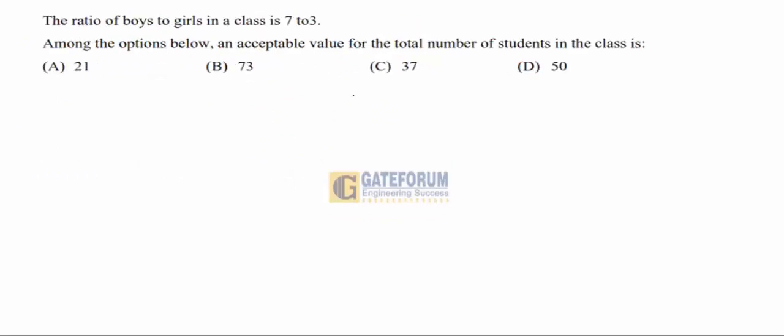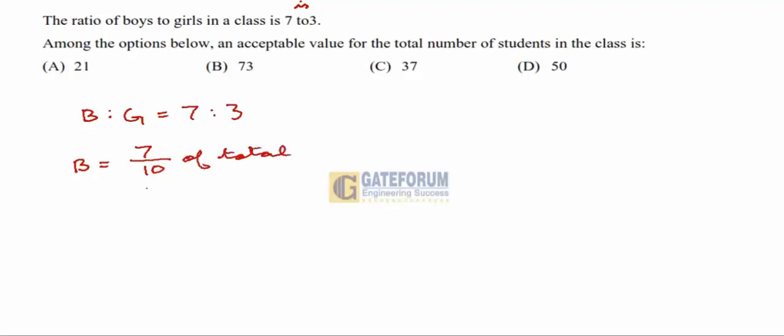The ratio of boys to girls in a class is 7 is to 3. Among the options below, an acceptable value for the total number of students in the class is which one? Now you see, if boys is to girls is 7 is to 3, we all know that boys can be said to be 7 by 10 of the total number of boys and girls, and girls can be said to be 3 by 10 of the total number of boys and girls.